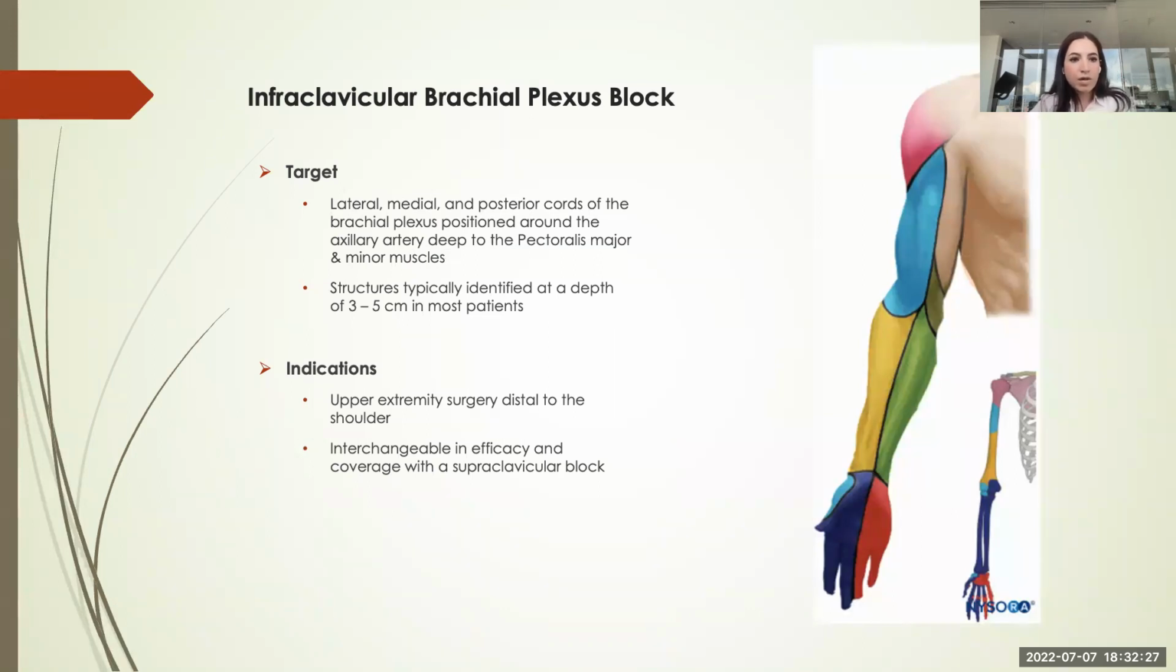So the final block that we're going to talk about is the infraclavicular brachial plexus block, which targets the cords of the brachial plexus that are positioned around the axillary artery, deep to the two pec muscles, the pec major and pec minor muscles. The structures are usually identified at a depth of about 3 to 5 centimeters in the average patient. And with proper technique, it's essentially interchangeable in coverage and efficacy with a supraclavicular block.